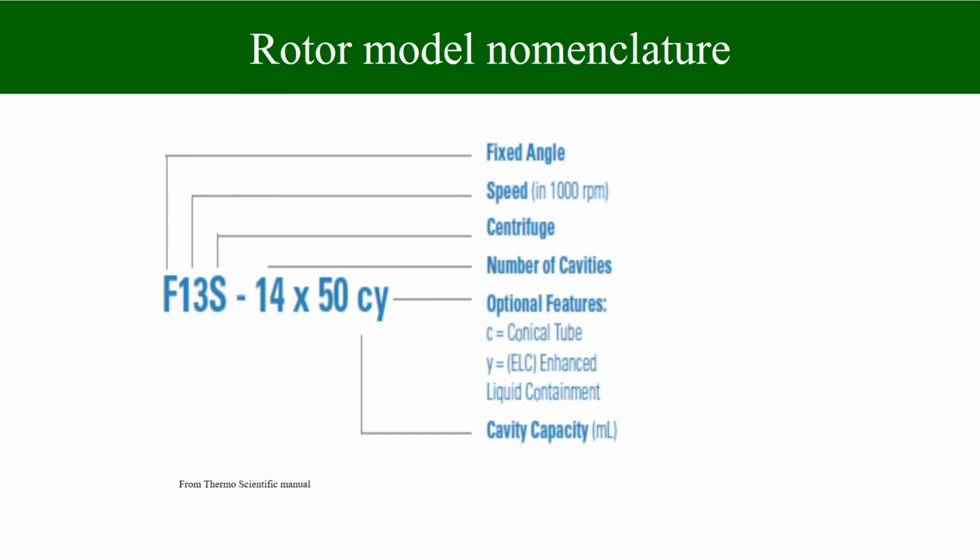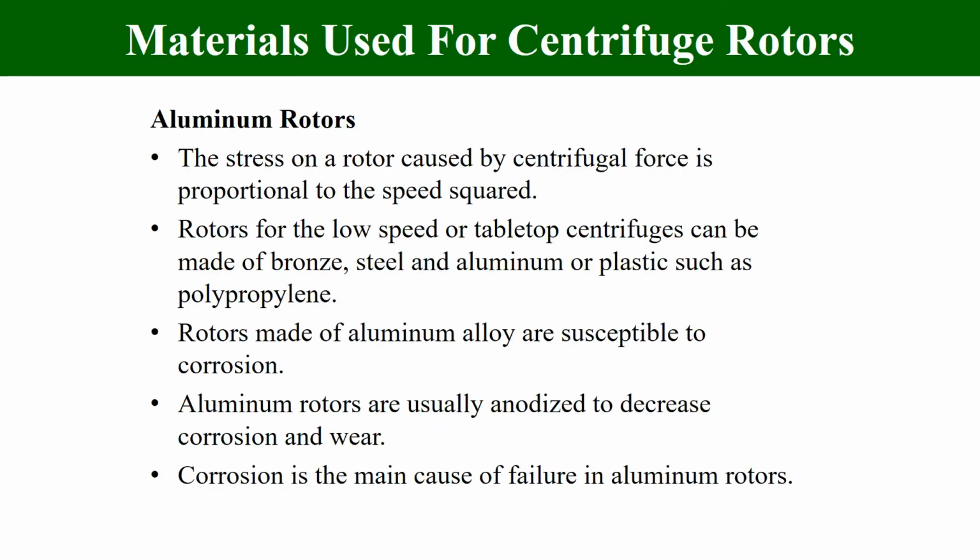C stands for it can accept conical centrifuge tubes. Some of the centrifuge tubes will have a round bottom, some will be flat at the base. Y stands for enhanced liquid containment. See, there are certain centrifuges which will also accept a 96 well plate. So therefore that kind of clarity is given by this kind of a barcode.